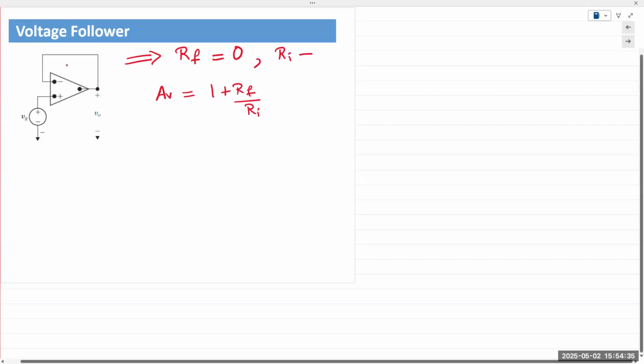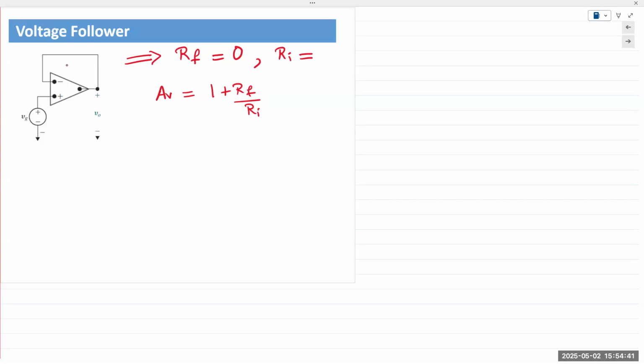So what is the value of Ri? Feedback path from the output goes to the input. It's a short circuit wire, so the resistance is 0. And there is no input resistance connected. That means it's an open circuit. So what is the resistance? It's a lazy 8. It's an open circuit, so resistance is infinite. Short circuit, resistance is 0. Open circuit, it's infinite.